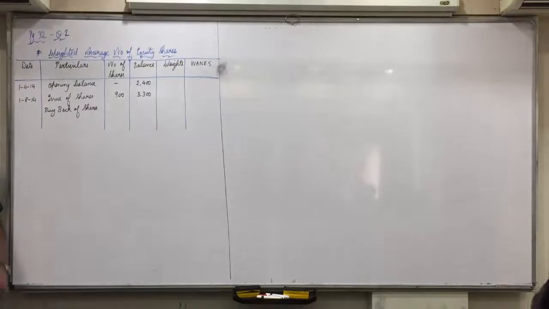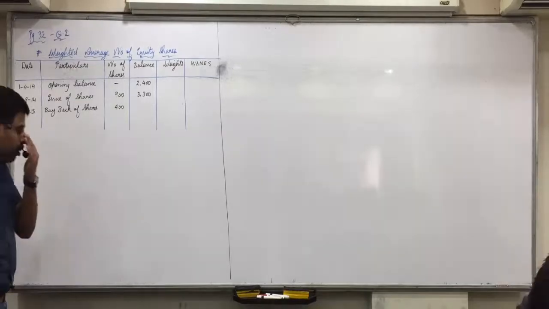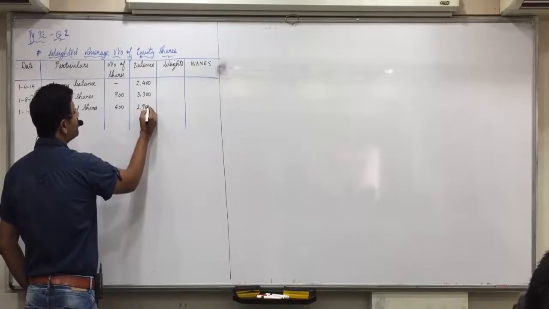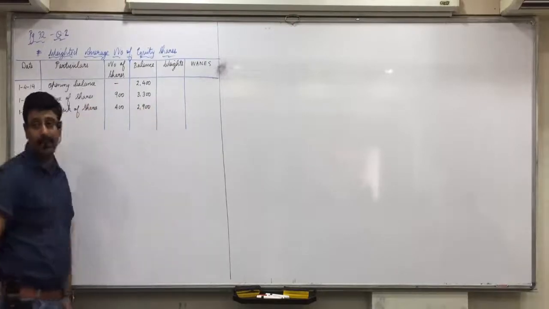Did you understand this, everyone? Then here 1/1/15, buyback of shares 400. Buyback will be subtracted, so 3300 minus 400, 2900. Did you understand this, everyone?